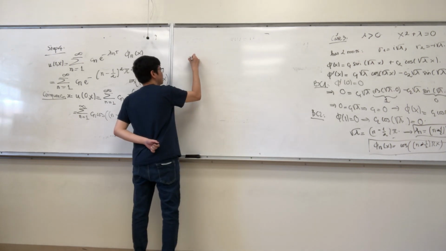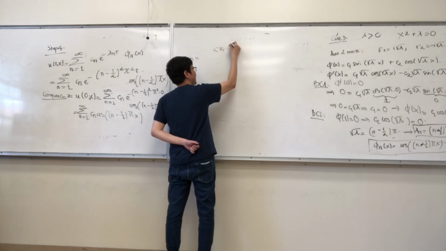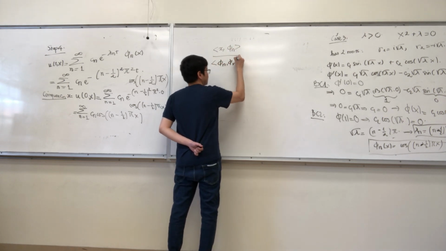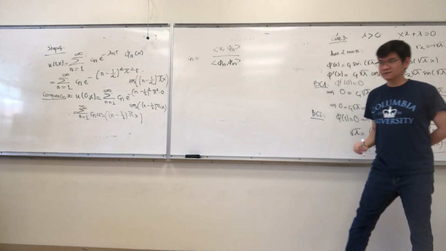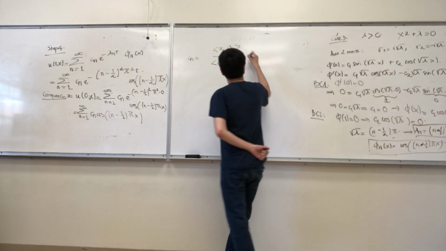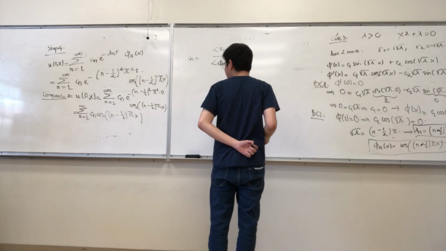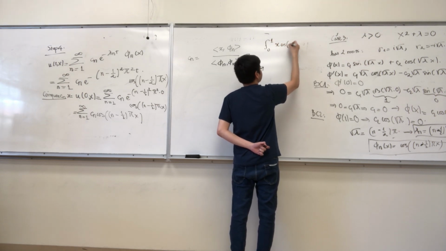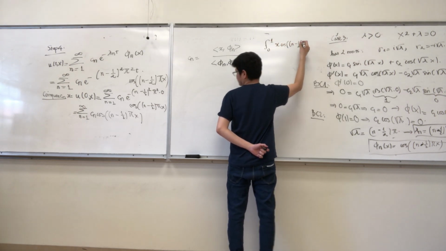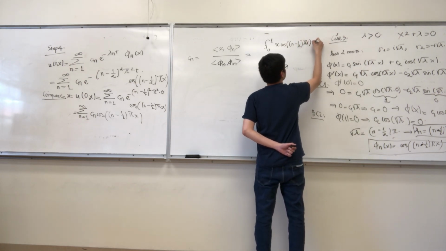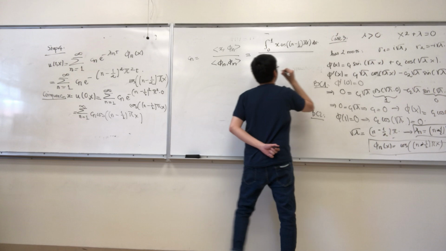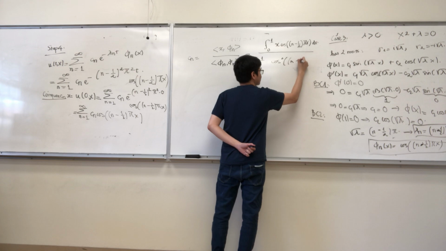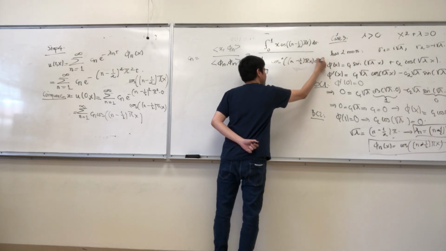So Cn will be the inner product of x and phi n, divided by the inner product of phi n and phi n, right? Is it clear? So here, I'm going to have the integral from 0 to 1 of x cosine of (n minus 1/2) pi x dx, divided by the integral from 0 to 1 of cosine squared of (n minus 1/2) pi x dx.